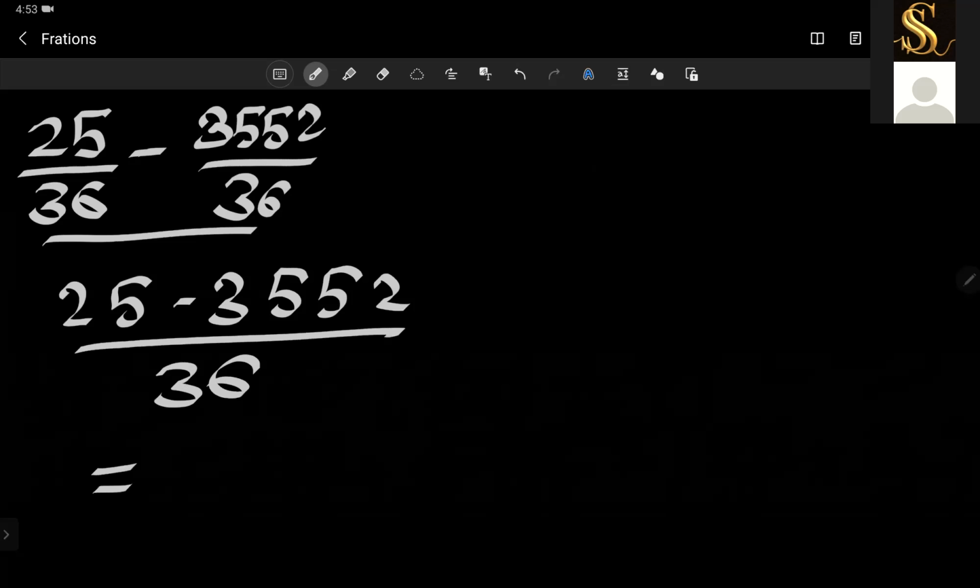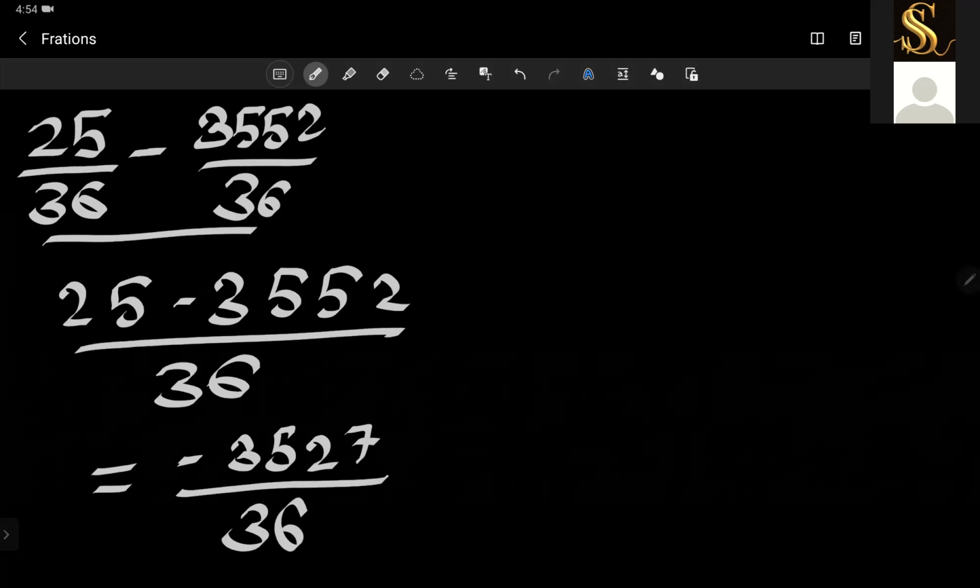now to make this a little simple and not subtract 3552 from 25, we can first subtract 25 from 3552, and the product we make it a minus number. So the answer will be minus 3527 upon 36. So now let's move on with the comparison of fractions.